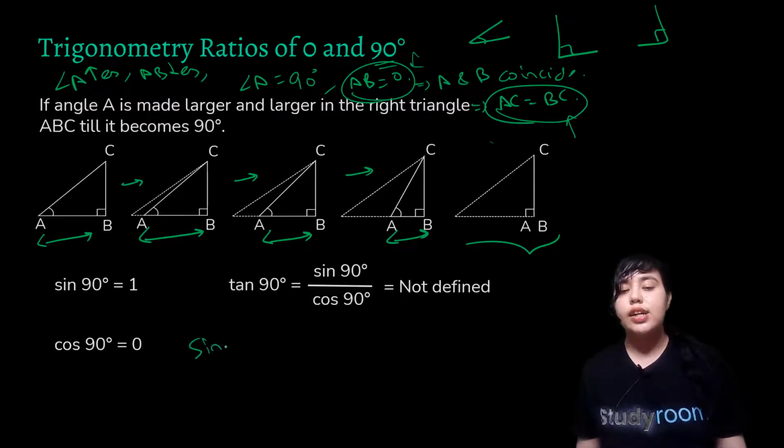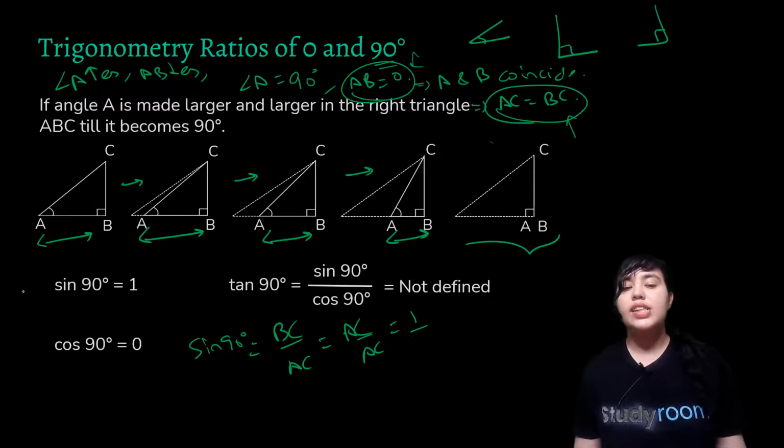So sine 90 degree, that is basically sine of A. What will that be? Opposite side upon the hypotenuse, that is BC upon AC. Now here BC and AC are equal, so I can write it as AC upon AC. They cancel and give you 1. So sine 90 degree is equal to 1.